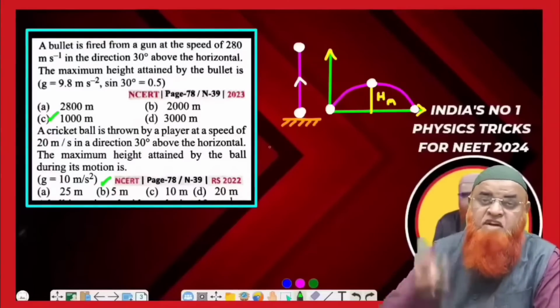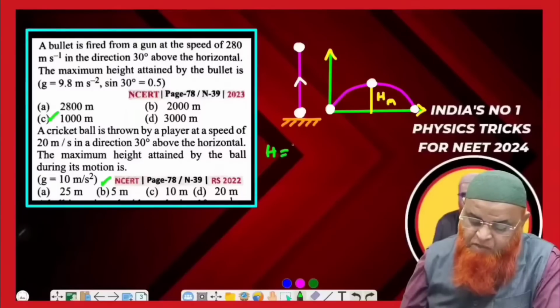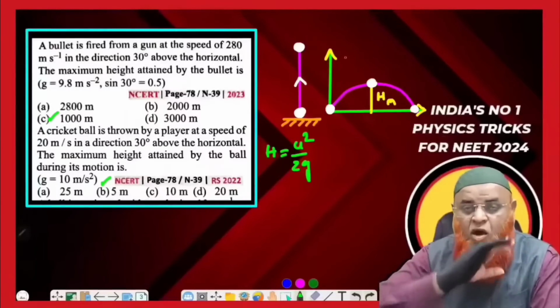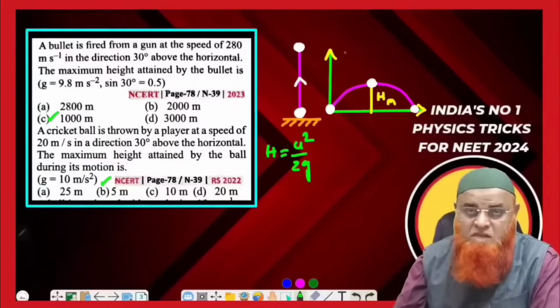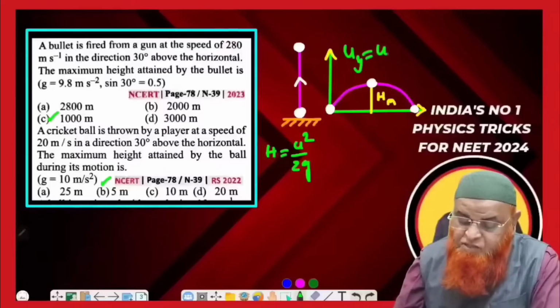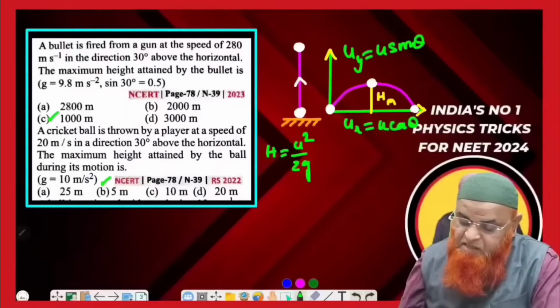You all know vertical projection. Whenever you get a vertical projection, you will apply the formula u square by 2g. And in the oblique projectile, you know that the initial velocity along the y-axis is considered as uy, which is taken as u sin theta, and ux is taken as u cos theta.